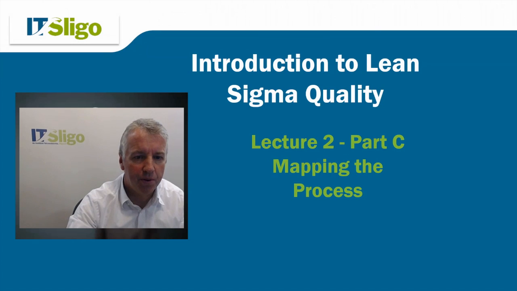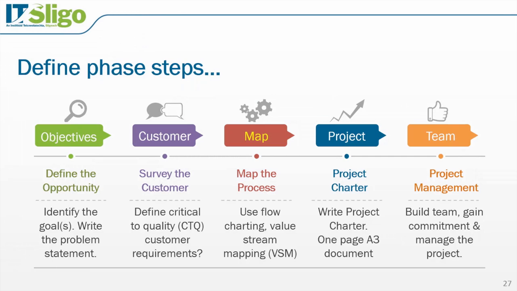Welcome to Lecture 2, Part C, where we're going to map the process. Now again, if we look at the laser pointer here, we've defined the opportunity, we've identified goals, we've surveyed the customer, so we can either talk to the customer or do some software analysis, Poll Daddy software, I'll put the link up. We've defined the critical to quality customer requirements. And now we're on to, I suppose, the third step in the define phase, which is mapping the process.